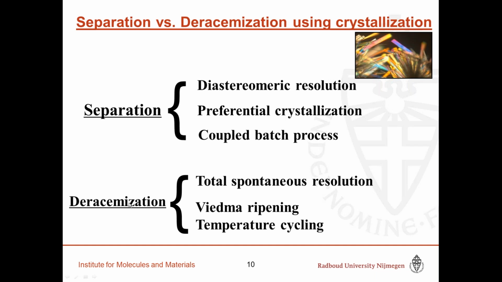Now, for deracemization processes, we have three alternatives. One is total spontaneous resolution. This has been known for quite some time. And the two relatively new ones are Viedma ripening and temperature cycling. The difference between separation and deracemization is that for separation, you really separate left-handed and right-handed. And so you have a 50% yield in the enantiomer you want to have. Well, for deracemization, you have a 100% yield because you transform during the process all left-handed and right-handed molecules to one of the two enantiomers. So a 100% yield in the solids.